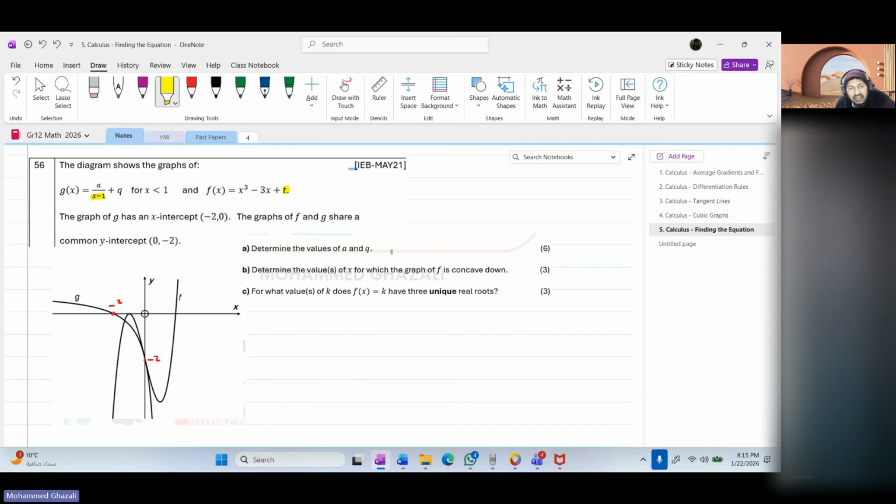Determine the values of a and q. So we know the value of t is -2, so we can say the t value is -2. So I think this was more on functions. They want to test you on functions, all right?